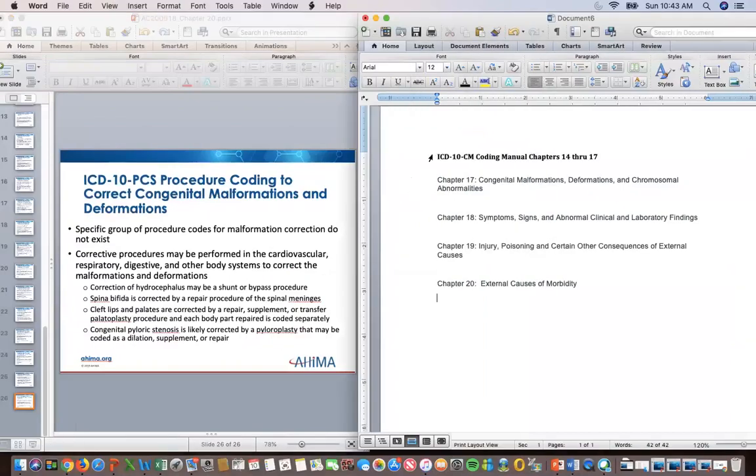deformations, and chromosomal abnormalities. Now, before I move into my next chapter in our coding manual, I just want you to take a look at chapter 17 in your coding manual. Again, I cannot emphasize enough to take the big picture of working within your coding manual before you start into a chapter. So again, you'll see chapter 17, it gives our chapter-specific guidelines.